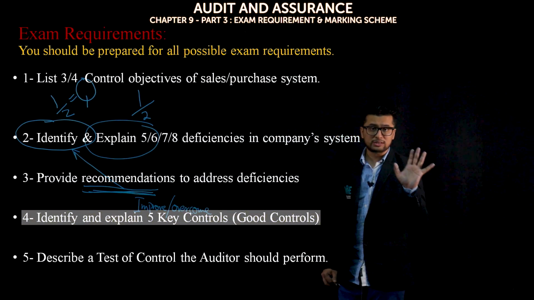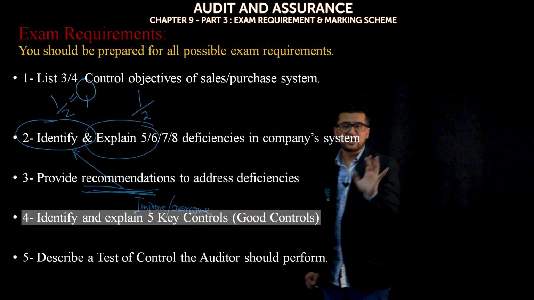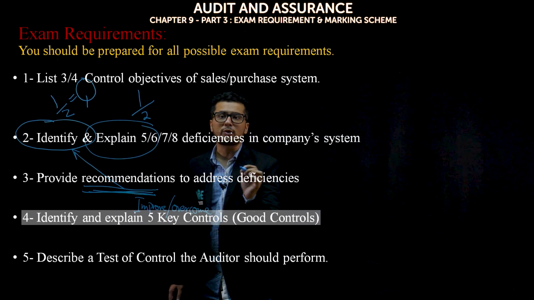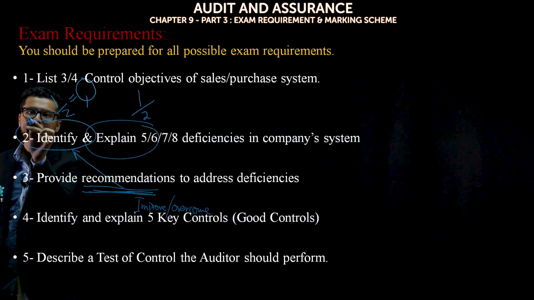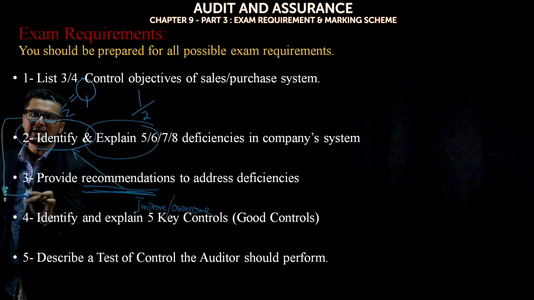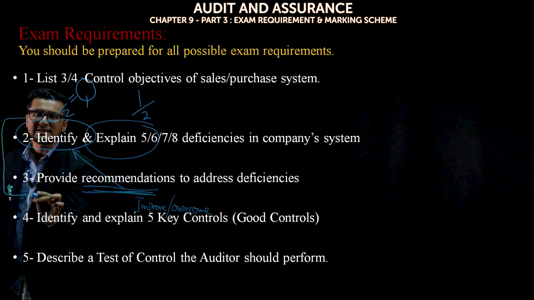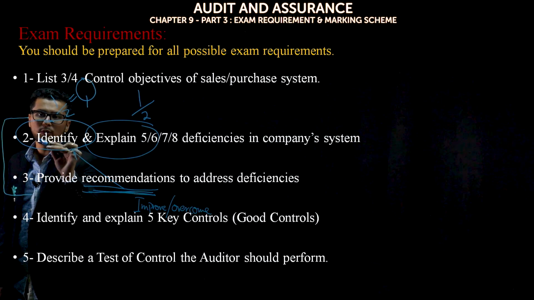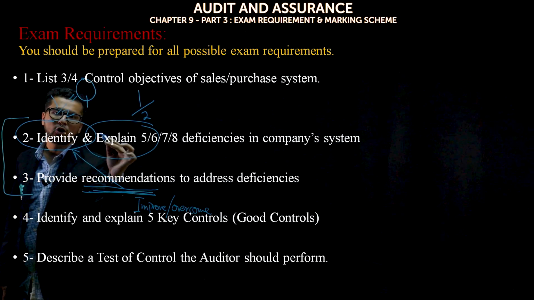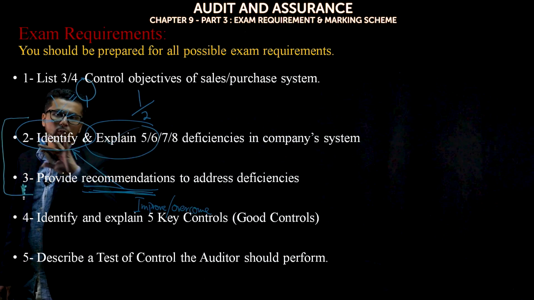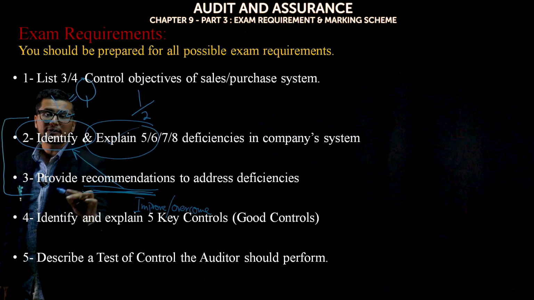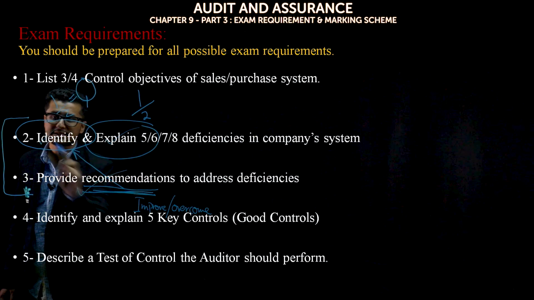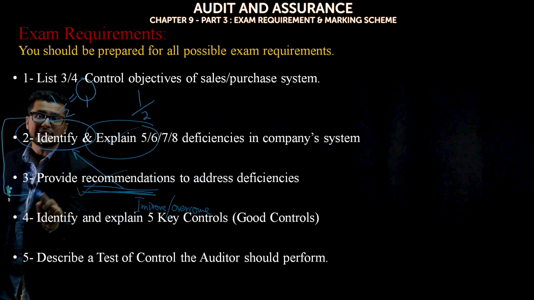Okay. On this note, we have realized one thing, that these 2 requirements, the requirement 2 and the requirement 3, they will be tested as a pair. Definitely they will be tested as a pair, because the examiner is going to give us a story. We will identify the deficiencies. Then we got to explain those deficiencies. Once we have scored, let's say, full marks for this one, we have to come up with the recommendations to improve those deficiencies. So this requirement 2 and 3 will be tested as a pair.